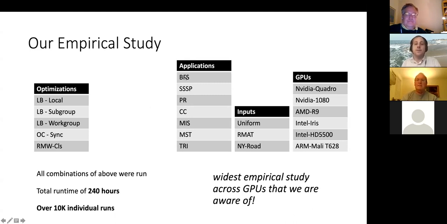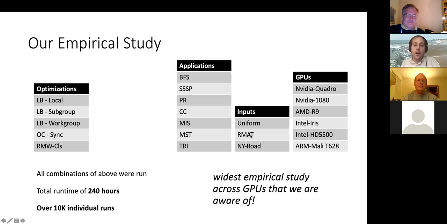So for those of you who can remember back to your algorithms course, you have a couple fundamental graph applications. You have breadth first search, single source shortest path, page rank, connected components, maximal independent set, minimum spanning tree, and triangle counting. Now, graphs can have a variety of different inputs.